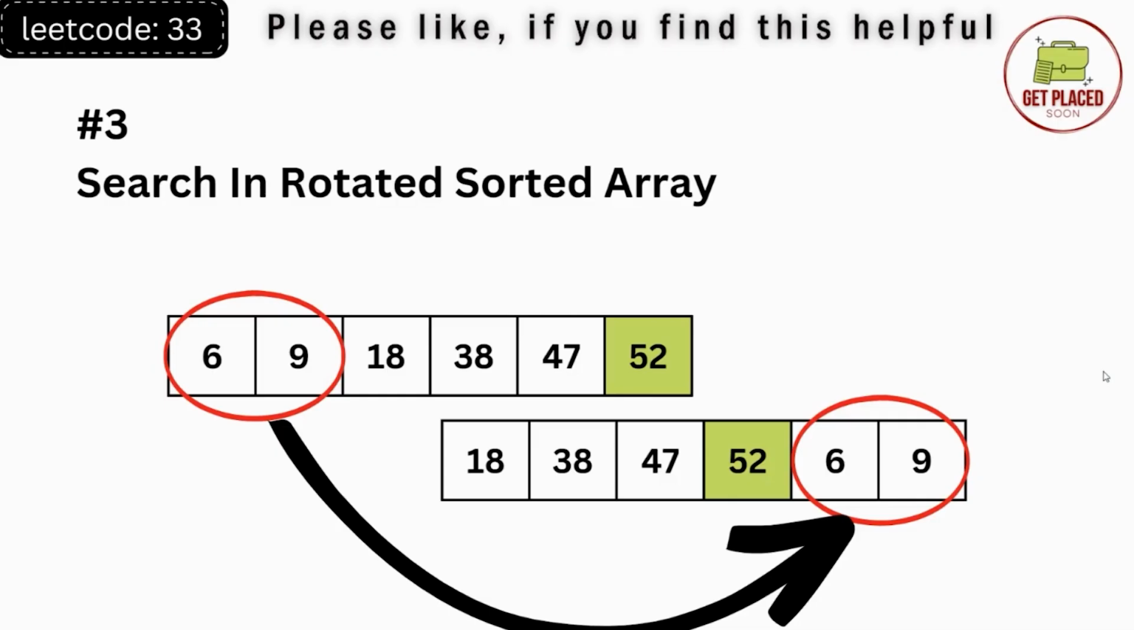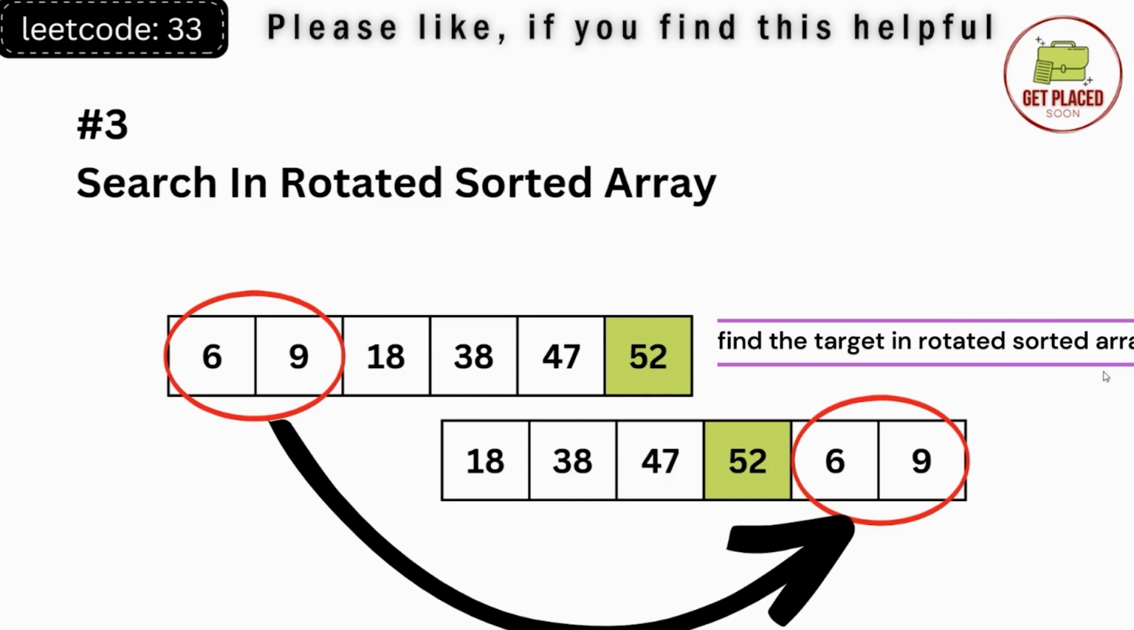Let's understand the problem statement first. You are given a sorted array which is rotated by a few places. For example, you have a sorted array 6, 9, 18, etc. The first two elements, 6 and 9, are rotated to the last. So the array which is sorted is rotated. Now you are supposed to search for an element in this rotated sorted array.